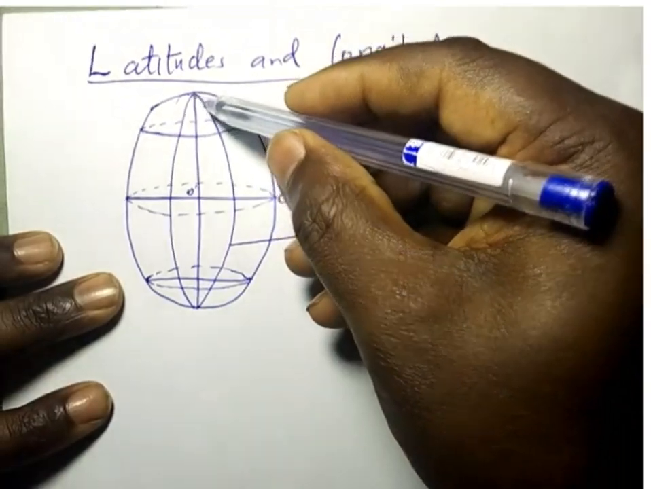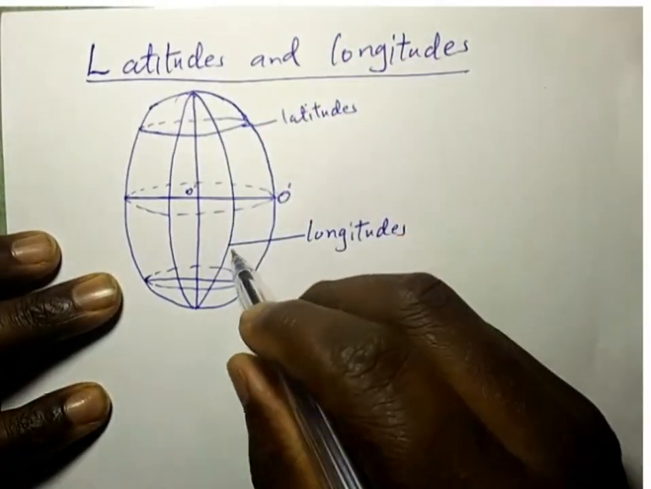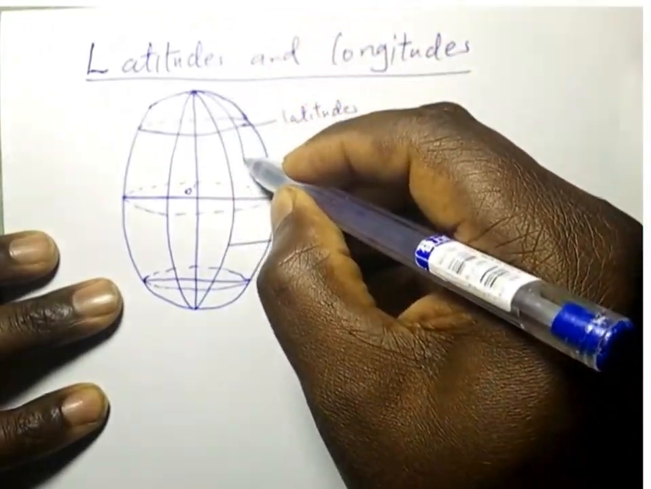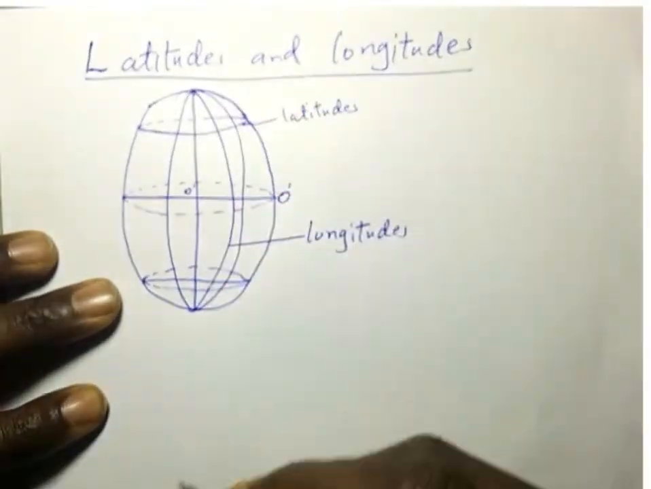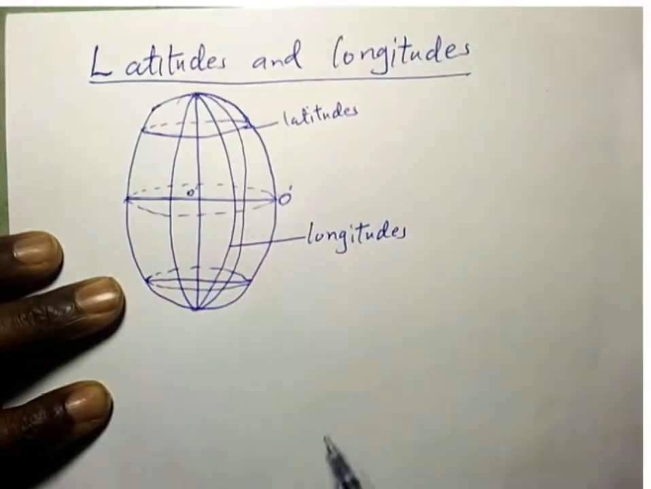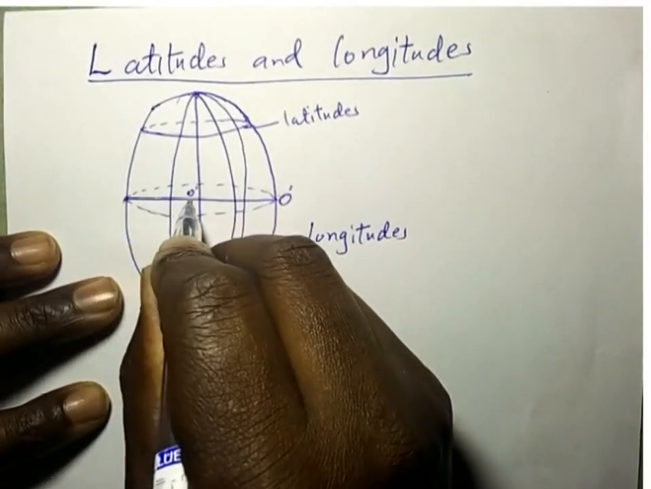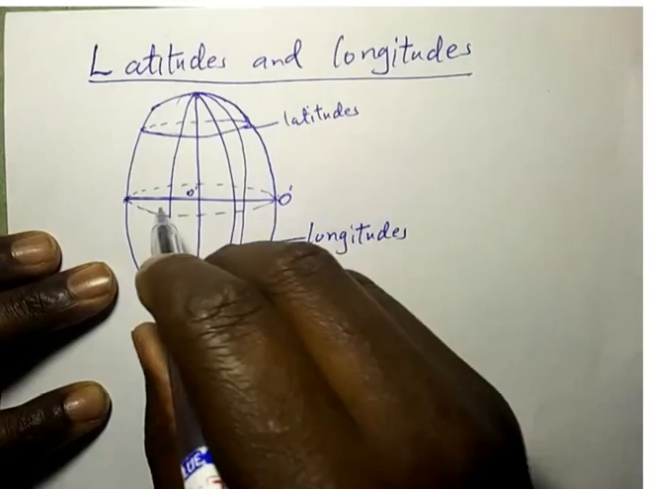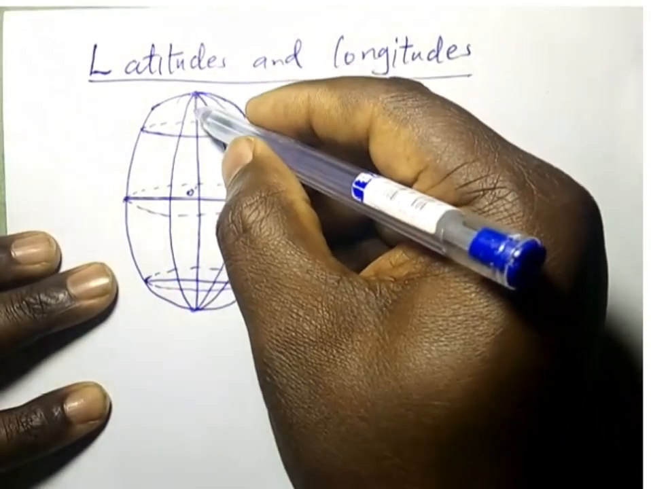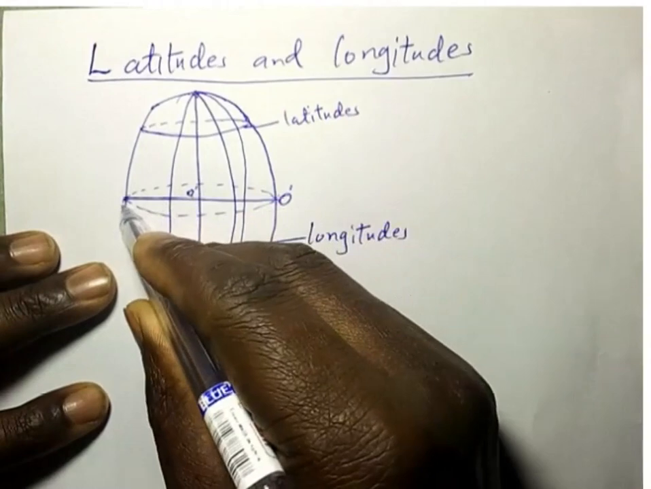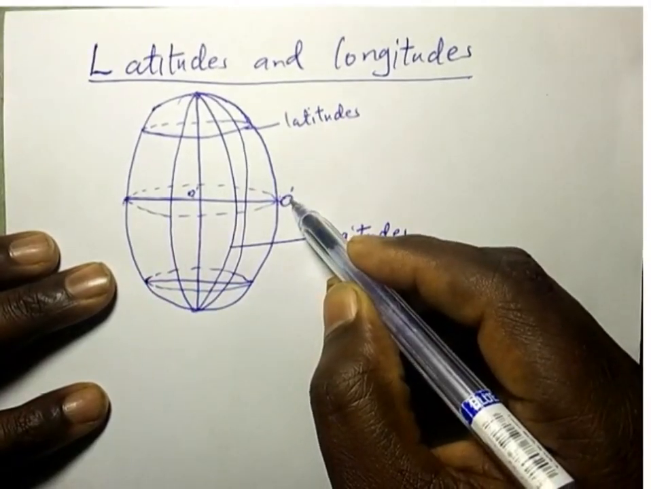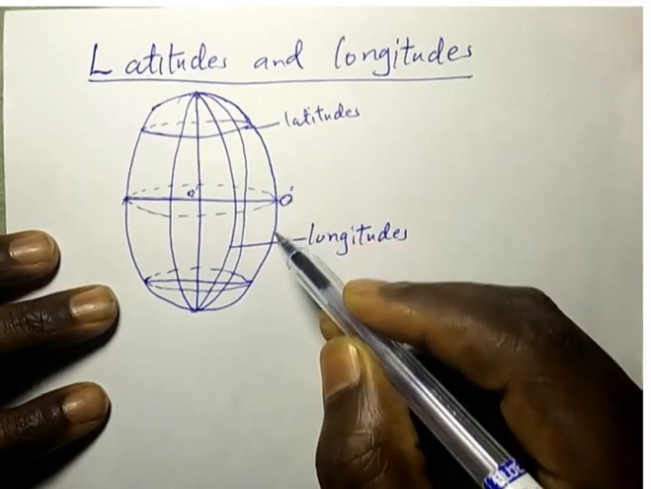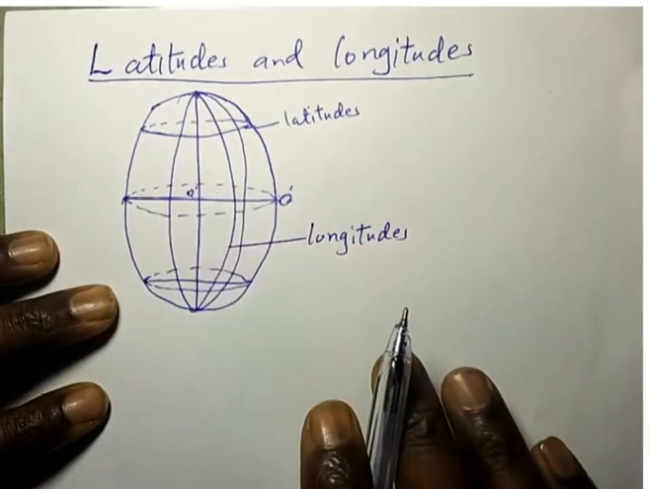We have said that all longitudes are great circles. All of them are great circles. It is only the equator that is a great circle among the latitudes. The Greenwich meridian, which is at 0 degrees, and the equator are our reference lines. When we want to locate a point or a place on the globe, these are the lines we use.